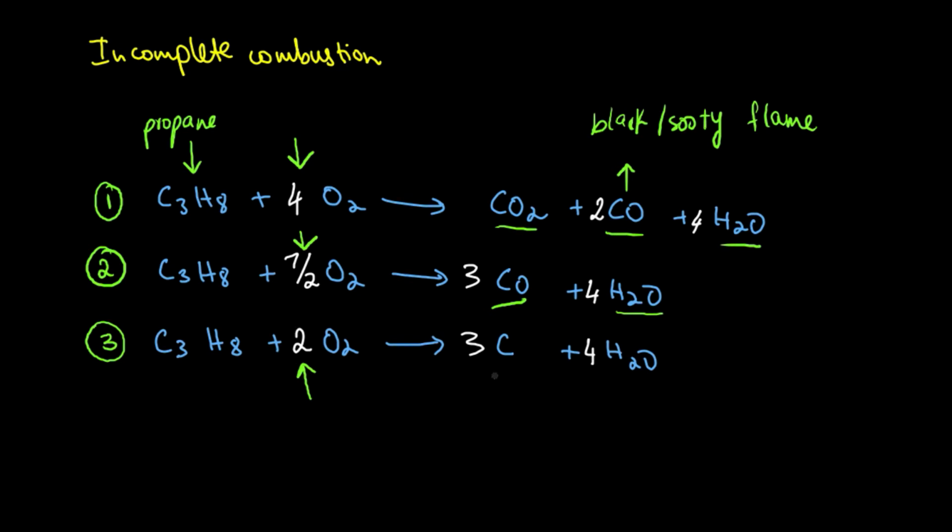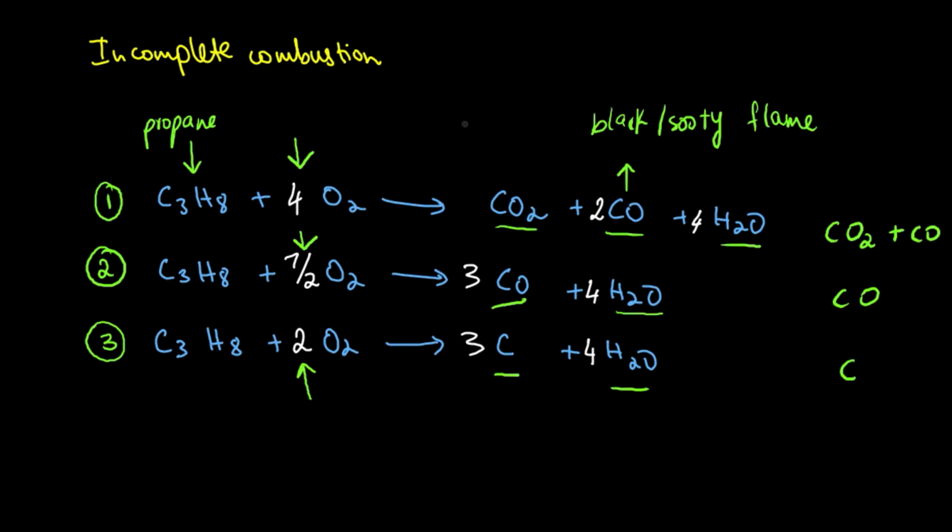Now in this, since even less oxygen is being provided, only elemental carbon and water are produced. So you can see from the transition, at first your carbon containing products were carbon monoxide and carbon dioxide. Then you had only carbon monoxide, and then you had only carbon. So you can clearly see that oxygen is being removed gradually as you decrease the oxygen. So this is incomplete combustion.